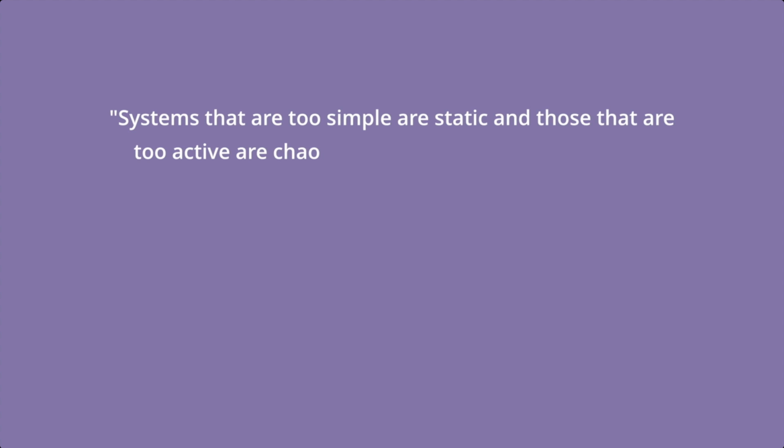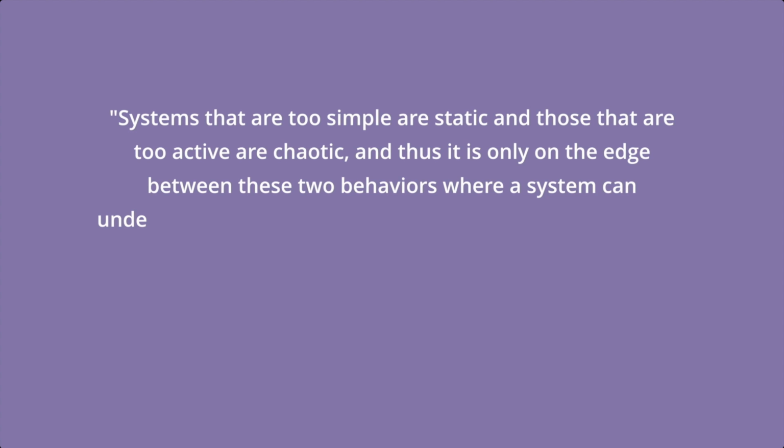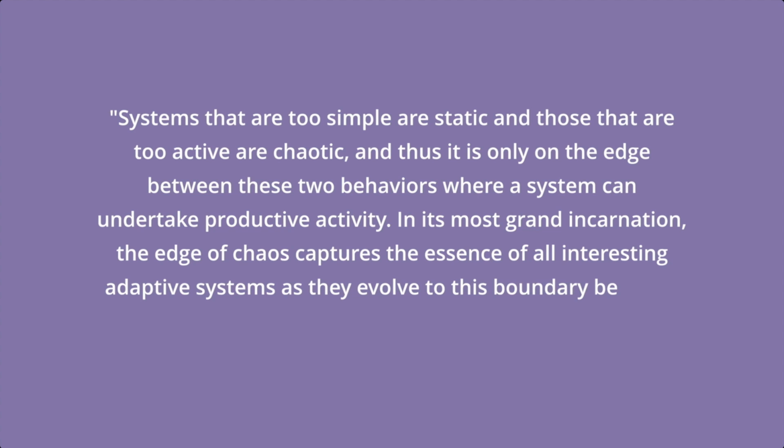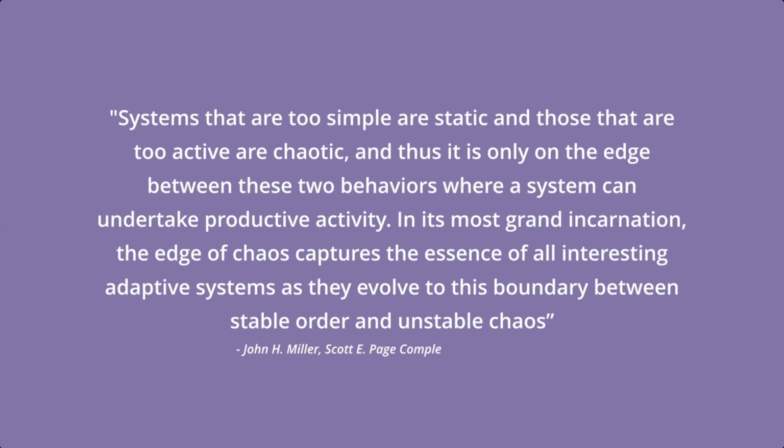Scott Page, in his book on complex adaptive systems, describes it like this: systems that are too simple are static, and those that are too active are chaotic, and thus it's only on the edge between these two behaviors that a system can undertake productive activity. In its most grand incarnation, the edge of chaos captures the essence of all interesting adaptive systems as they evolve to this boundary between stable order and unstable chaos.